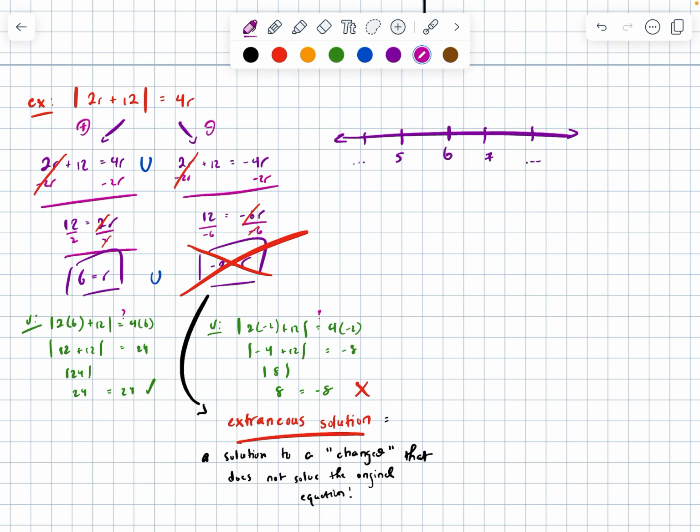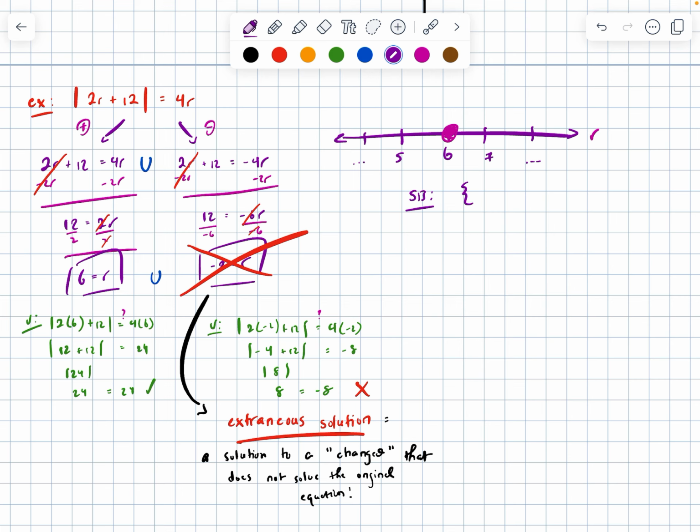So I'll graph it on the number line, right? I've got 5, I've got 7. I could keep going off if I wanted to. 6 is the only thing in my solution set. It's in the solution set, so it gets a closed circle. And then on my number line, right, maybe I'll label my variable r.